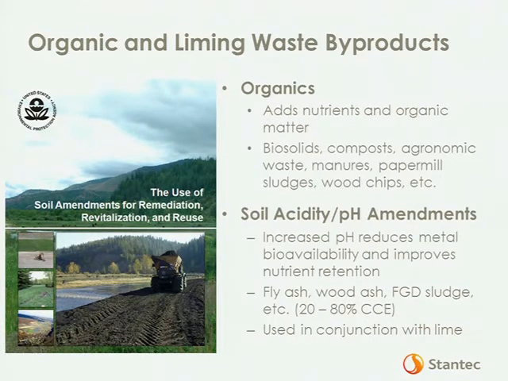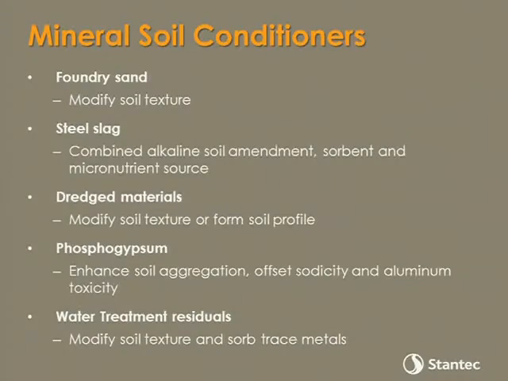The second major class is pH adjustments, or the alkaline materials. The intent here is to increase the pH to reduce the metal bioavailability and also improve nutrient retention and availability. In terms of waste options, there's fly ashes, wood ashes, FGD sludge, and often these compounds can have a lot of salts or phytotoxic compounds as well. So it's used commonly in conjunction with lime to really boost the pH.